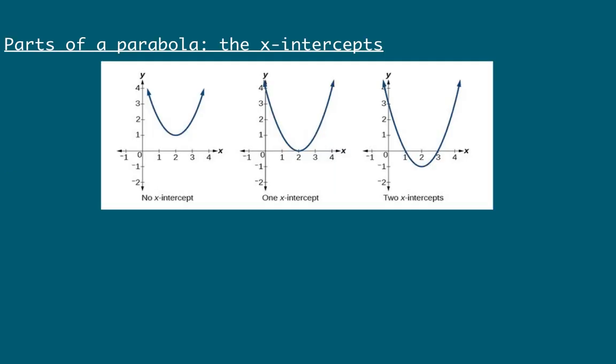Next, we'll talk about the x-intercepts. In a parabola, we can have several situations. We can either have no x-intercept, we can have one x-intercept, or we can have two x-intercepts. Those are the only three options that we can have. The x-intercept would be the point or points where we cross the x-axis.